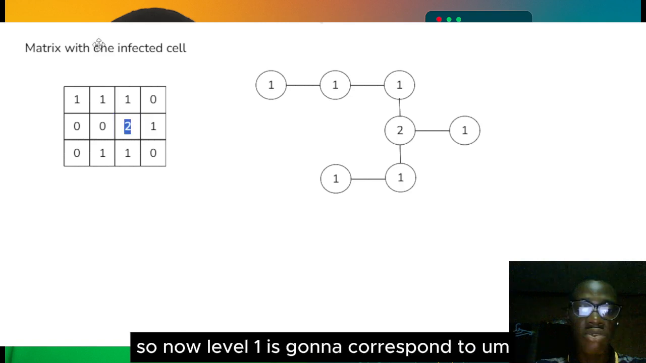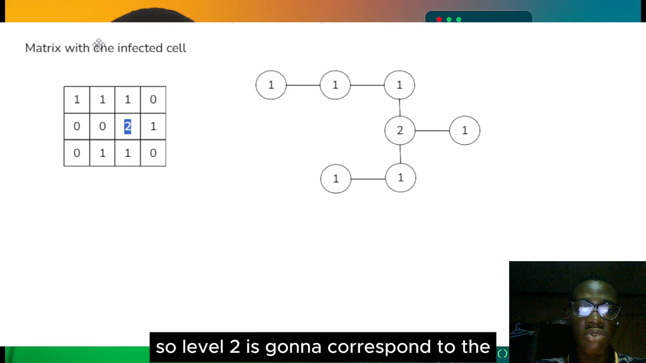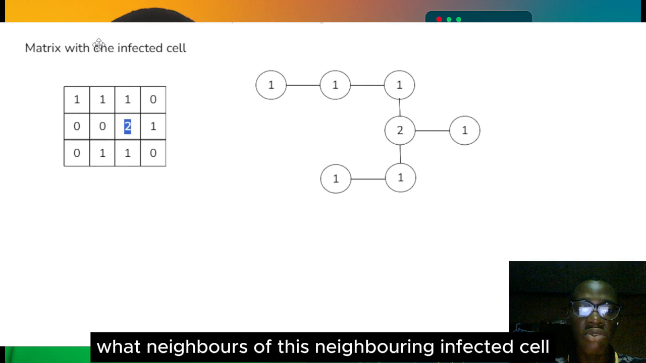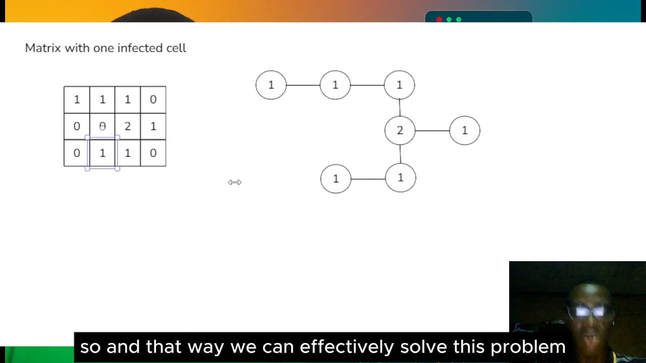So now level 1 is going to correspond to its neighboring infected cells, right? So level 2 is going to correspond to the neighbors of these neighboring infected cells. And that way we can effectively solve this problem.